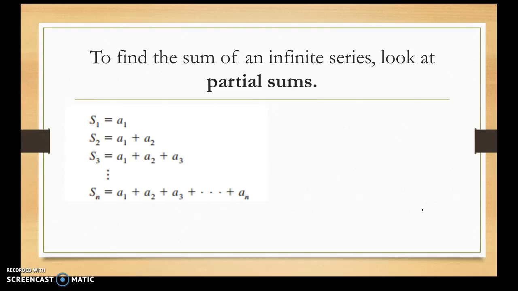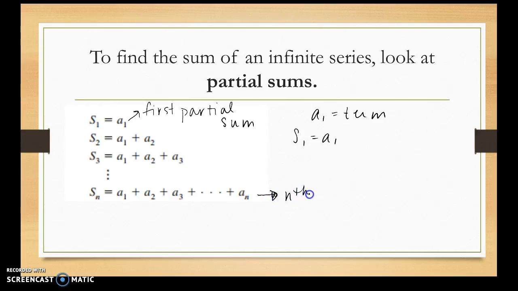Now to find the sum of an infinite series, look at the sequence of partial sums. Okay, so let's look at our different notation here. A sub 1 would be the first term. Let me put that here. A sub 1 is the term, but S sub 1, this notation, is the first partial sum. So the first partial sum would always just be equal to the first term of the sequence. Then the second partial sum, I add the first two terms of the sequence. The third partial sum, we add the first three. And to the nth, this is our nth partial sum.